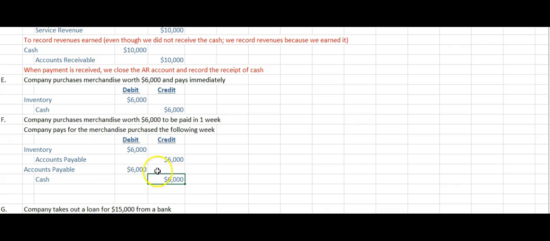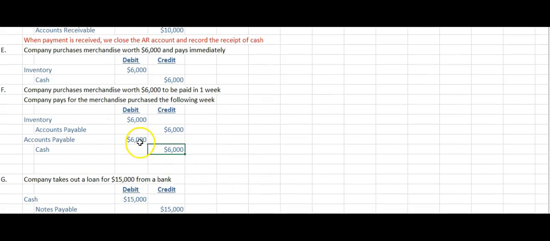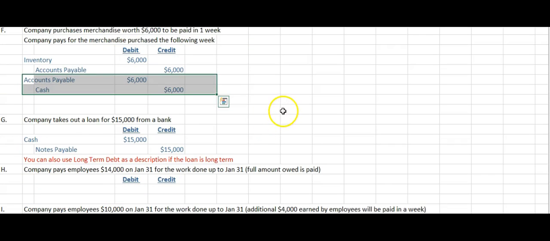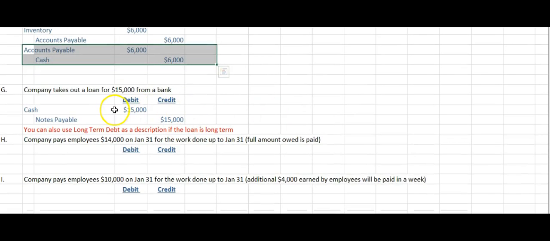Okay, so over here you've closed your accounts payable, and it's just like buying inventory with cash, right? But this one occurred 1 week later. Okay, I guess I forgot to delete this one.